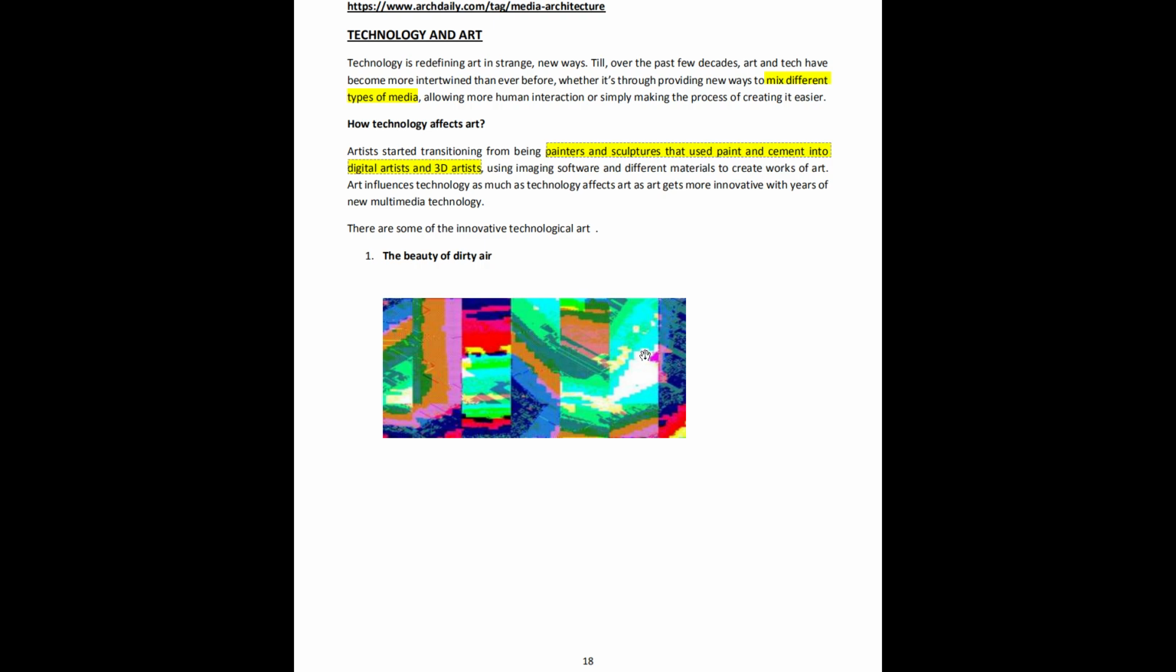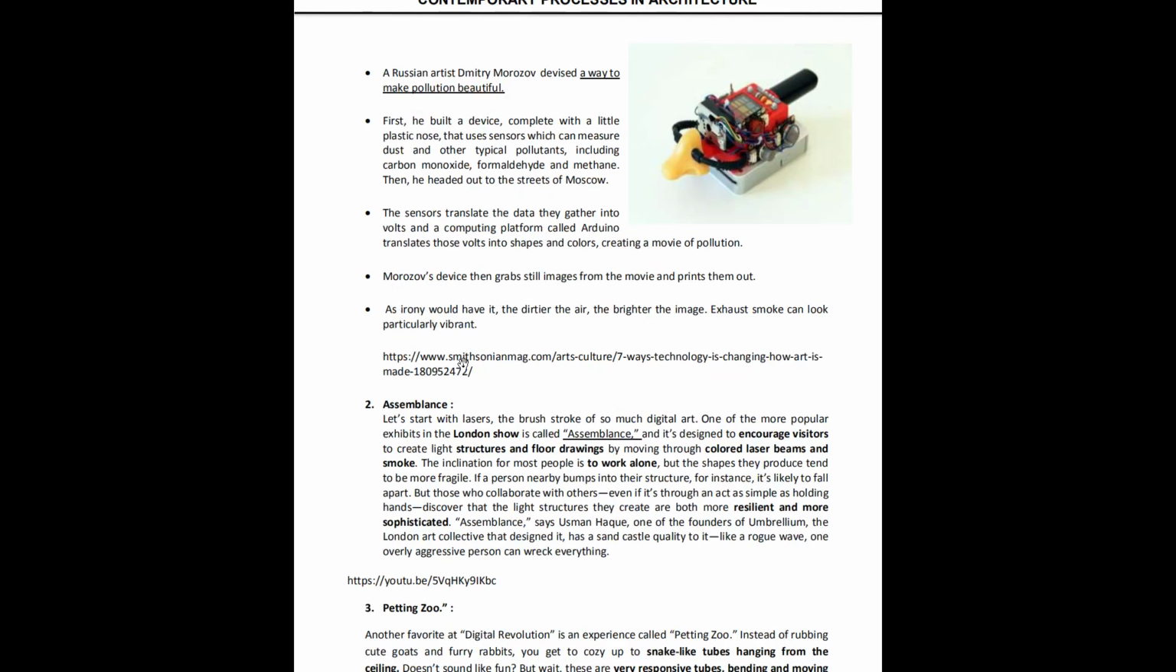This picture shows that there are so many pollutants in the air, and this device gives so many colors for so many pollutants which exist in the air. Morzov's device then grabs still images from the movie and prints them out. We can see this here.